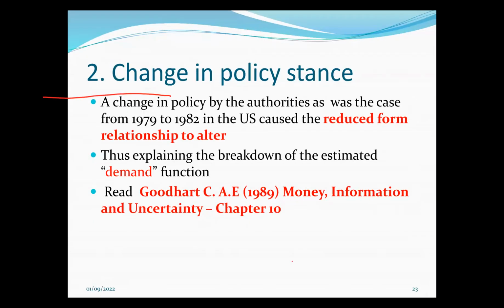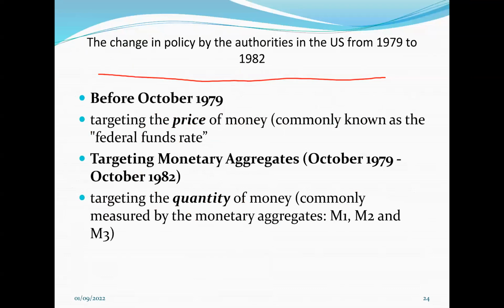The other technical reason would be the change in policy stance. A change in policy by the authorities, as was the case from 1979 to 1982 in the United States, caused the reduced form relationship to change. This explains the breakdown of the estimated demand function, okay? You can consult Goodhart, C.A.E., 1989, Money, Information and Uncertainty, chapter 10. He can give more amplification on the same.